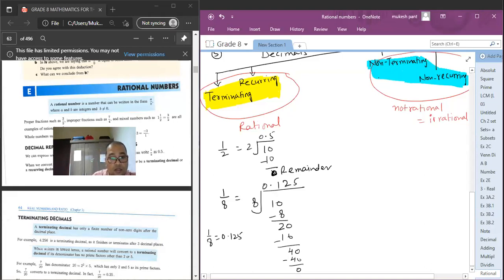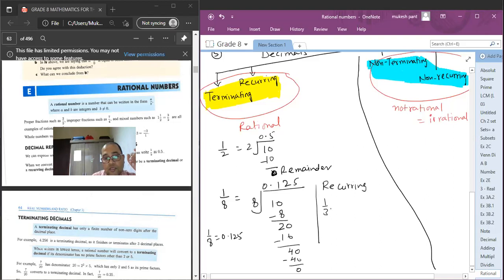Is it okay? Now, one more thing: recurring decimals. Let's take an example. Look at this one: 1/3. 3 divides 1, 0.3, 3 threes are 9, remainder 1; 10, 3 threes are 9, remainder 1; 10, 3 threes are 9. So in each case, you can see the remainder is 1.